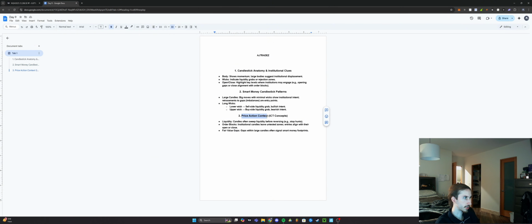So you have price action context. I wanted to include ICT concepts in here just because it's basically the same as SMC, but yeah, I just want to throw that in there. So obviously we have liquidity. Candles will often sweep liquidity before reversing, which is a stop hunt.